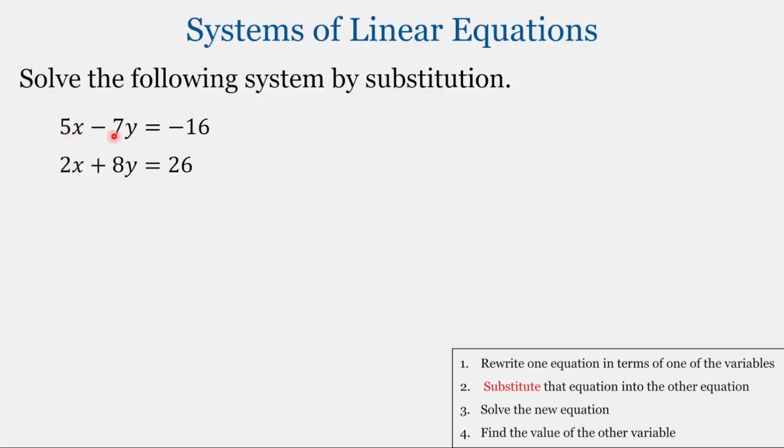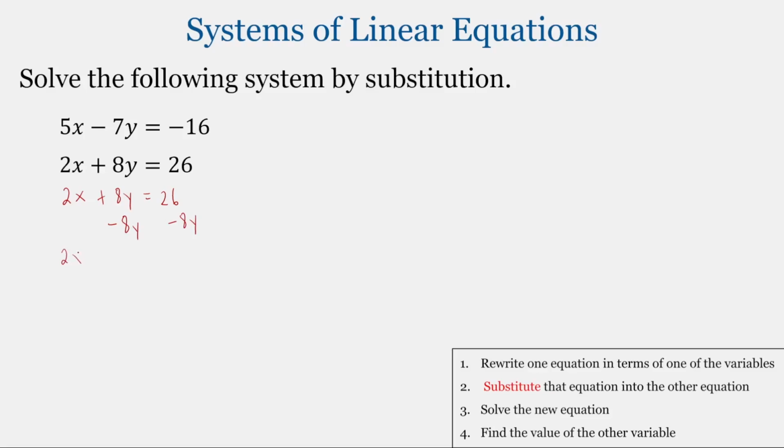So when we're talking about divisibility with mathematics, that means we can divide by a number and end up with no remainder. So 7 is not divisible by 5, and neither is 16. But in this second equation, both 8 and 26 are divisible by 2. So I'm going to solve this second equation for x. So we have 2x plus 8y equal to 26. So to isolate the x, first step, we're going to subtract 8y from both sides.